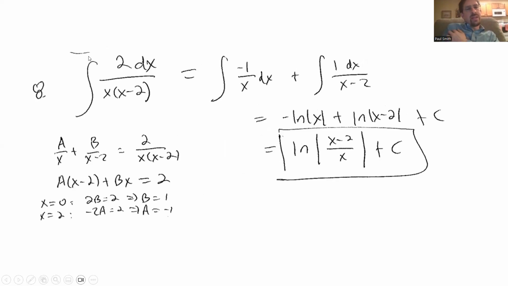Number 8, very similar problem. We've got the integral of 2 dx over x times x minus 2. Over off to the side, I've decomposed that into a over x plus b over x minus 2. We combine this to get a times x minus 2 plus bx, which has to equal 2. The two numbers I want to test are x equals 0. When I do that, I get 2b equals 2.